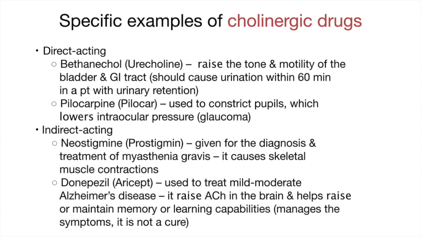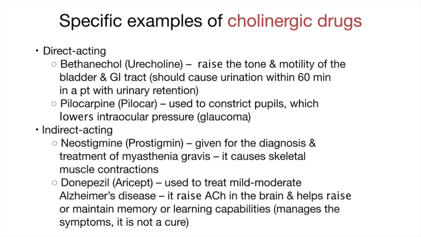Some specific examples of cholinergic drugs include direct-acting bethanechol or Urecholine. This drug increases the tone and motility of the bladder and GI tract. It should cause urination within 60 minutes in a patient with urinary retention. Pilocarpine or Pilocar is used to constrict pupils, which decreases intraocular pressure and is used for glaucoma.